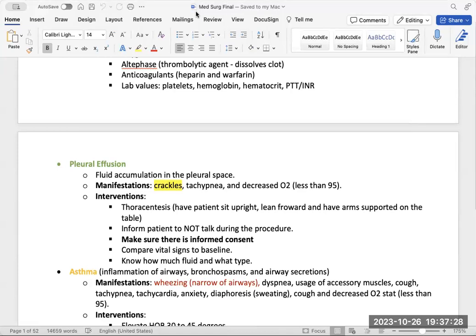Yes, so we want patient teaching. We don't want them to eat too much green leafy foods. We want it to be in moderation. What about the antidote for heparin?